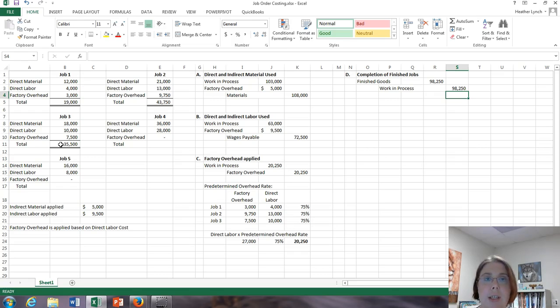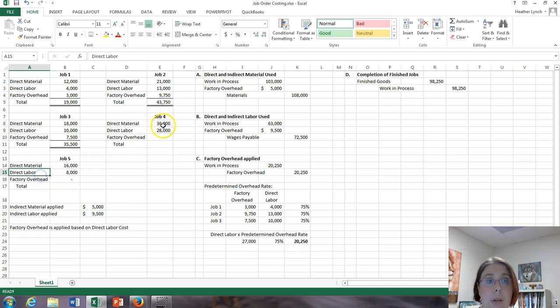So this is just a basic sample of job order costing. Once you know all of your individual costs, you're able to do this calculation. And again, when you're looking at your factory overhead applied, remember this is only on completed jobs. We're not going to apply factory overhead until they are actually completed.